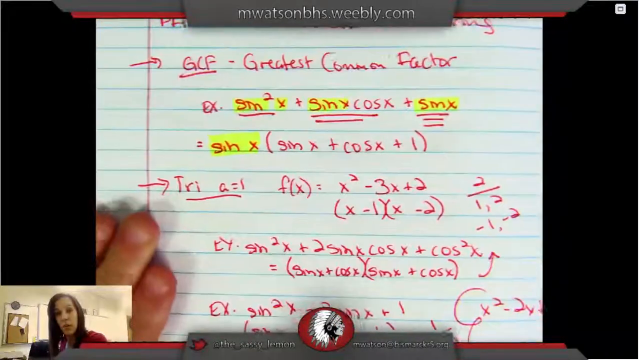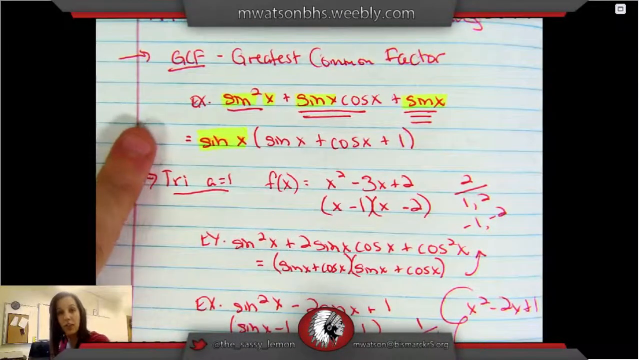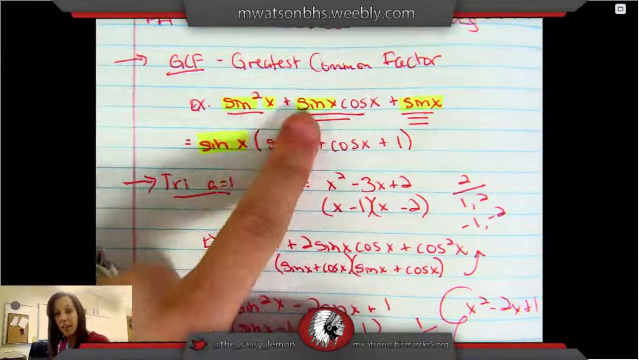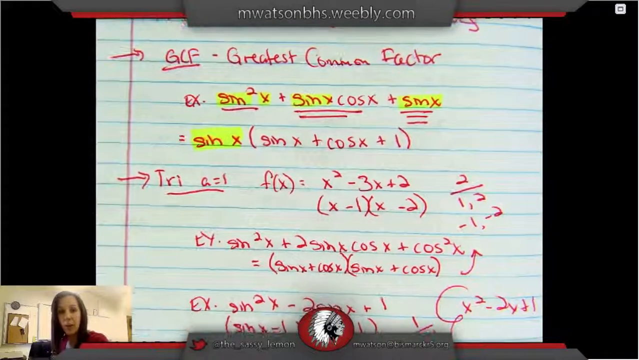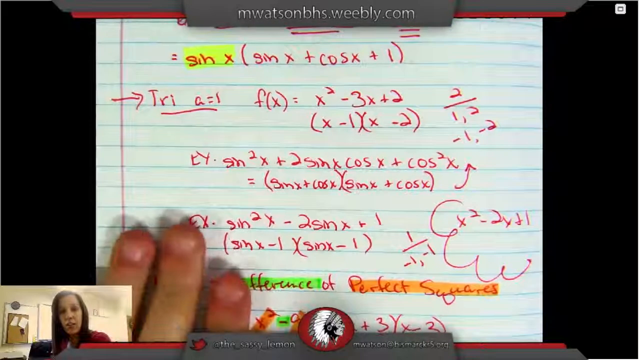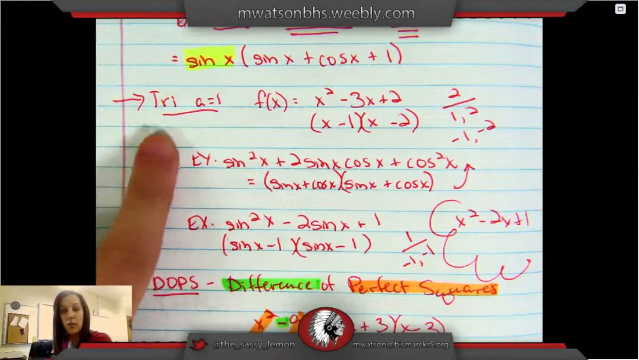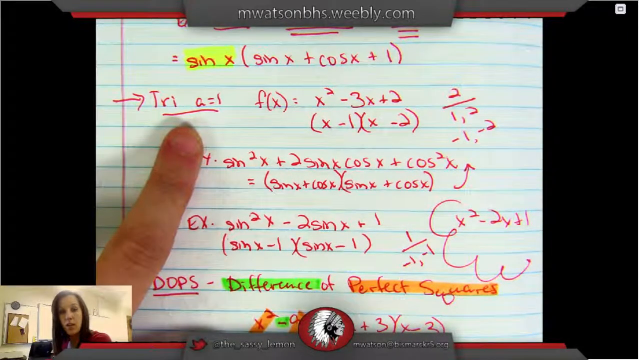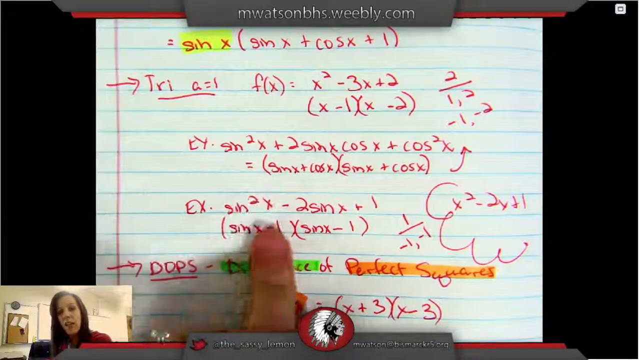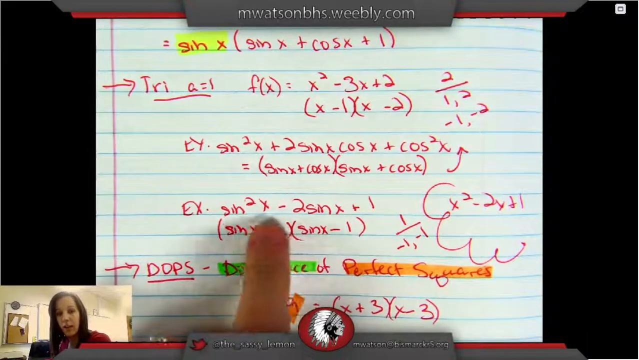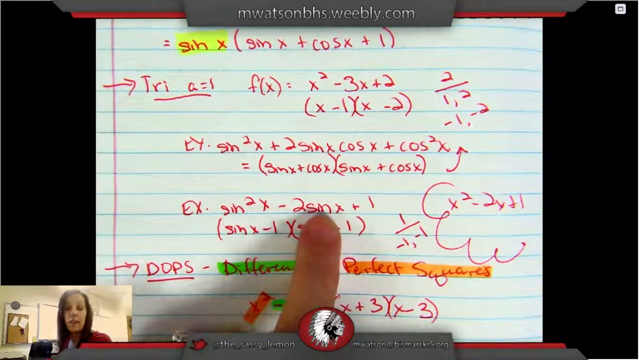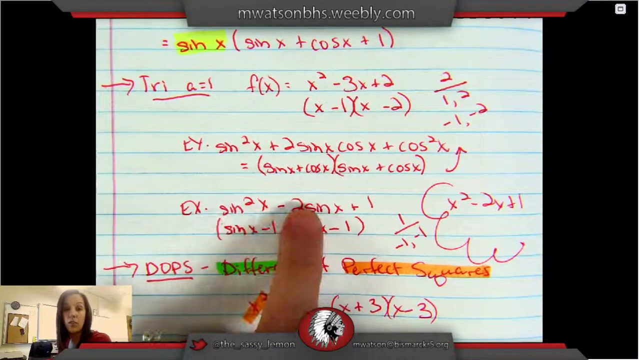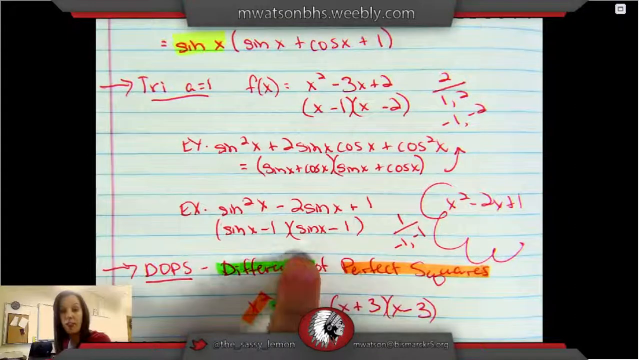In our last video and yesterday, we focused mainly on greatest common factor. That's just factoring out a common piece from each term. Undistributing is another way to word it. We also factored using the trinomial where a equals 1 method, which is basically where you have something that kind of looks like this. You have a sine or cosine, whatever, squared, minus or plus another one of those trig functions, plus a number, and you can factor it that way.